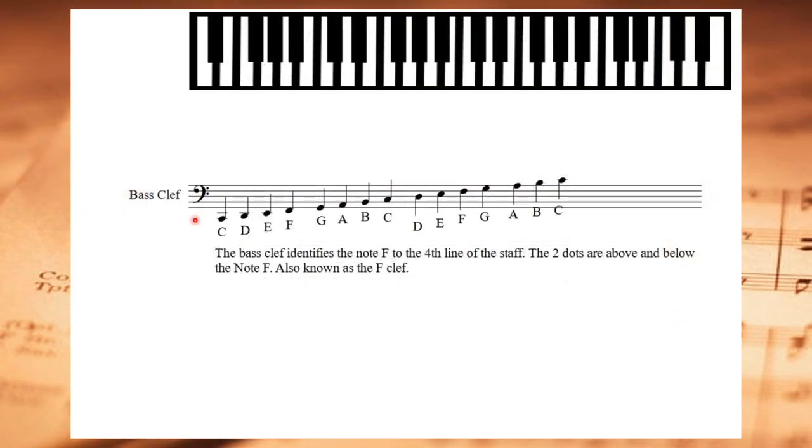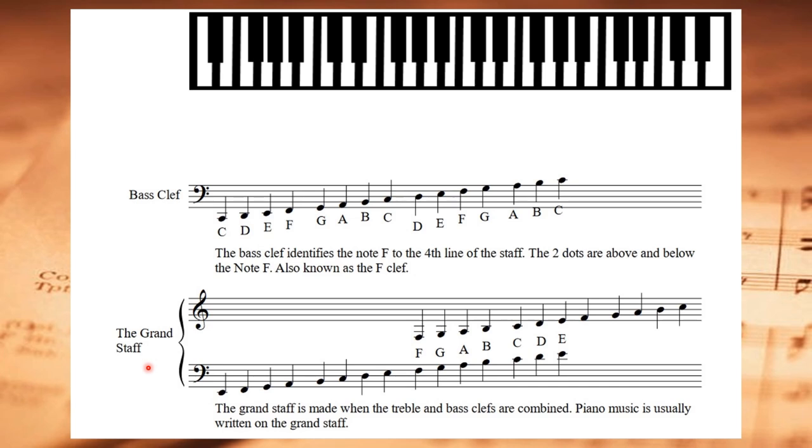Here we have what is called the bass clef. The bass clef identifies the note F on the 4th line of the staff. So this would be this note right here. When we go across right here, we see that this is the note F. There are 2 dots on the bass clef, and basically it's showing that the line in between the 2 dots is the note F. This is also known as the F clef.